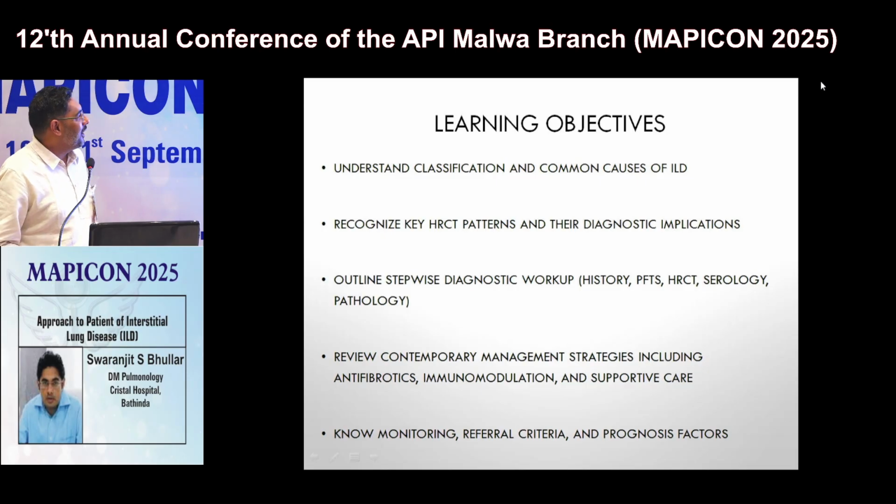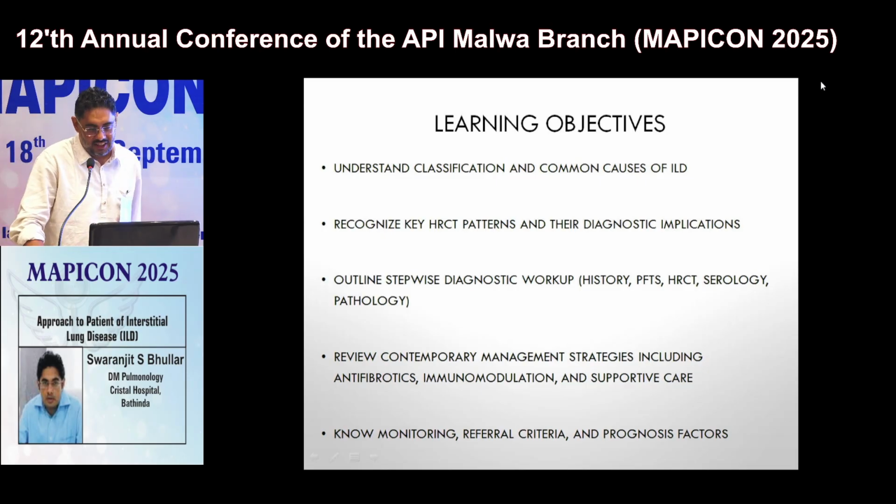So, what are the learning objectives from today's talk? It is basically understanding the classification and the common causes of ILD, and recognizing the key HRCT patterns and their diagnostic implications. Outline a stepwise diagnostic workup like history, PFTs, HRCT, serology and pathology. Reviewing the contemporary management strategies including antifibrotics, immunomodulation and supportive care, and how to monitor, referral criteria and the prognostic factors in ILD.